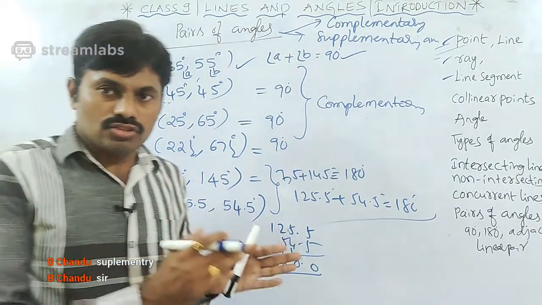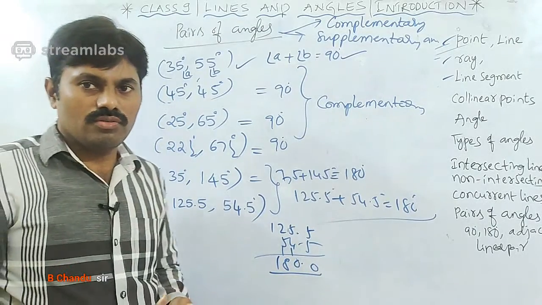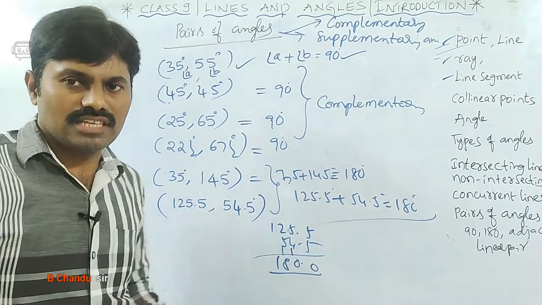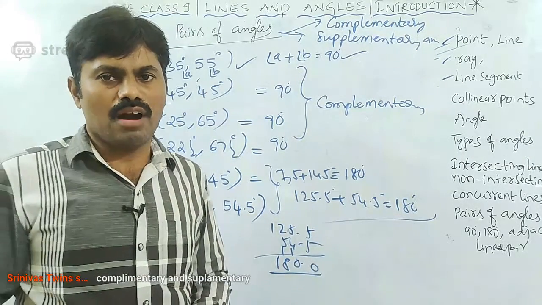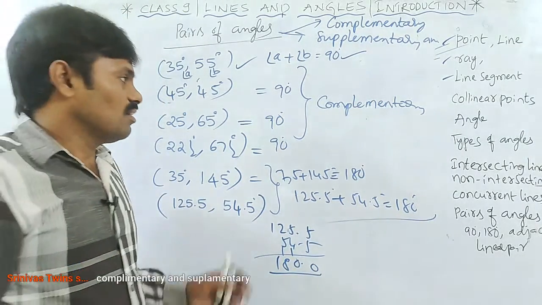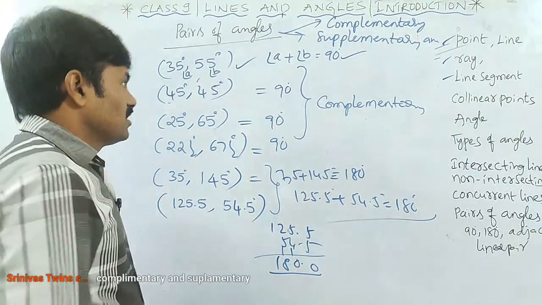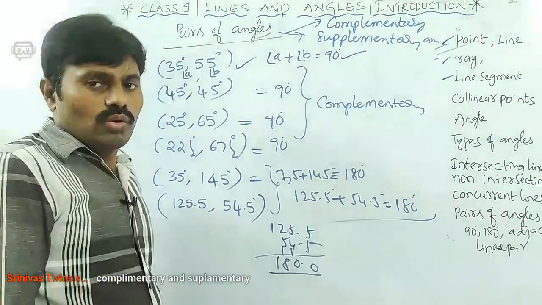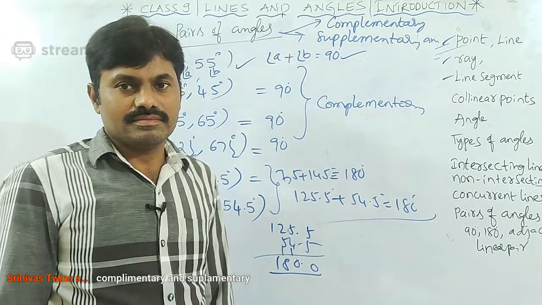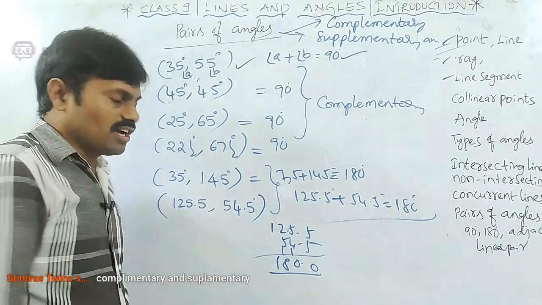Sir, should they be side by side? No. Any two angles; we can specify them in separate figures also. If their sum is 90, they are complementary. If their sum is 180, they are supplementary angles. Now, when do we call two angles adjacent angles, it is a small concept we can find.